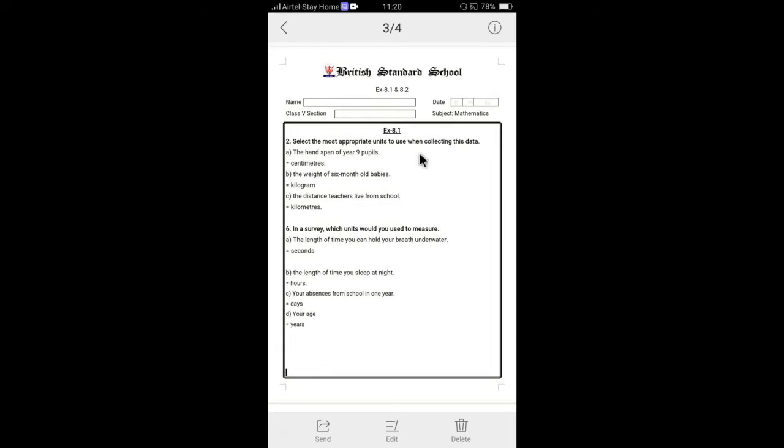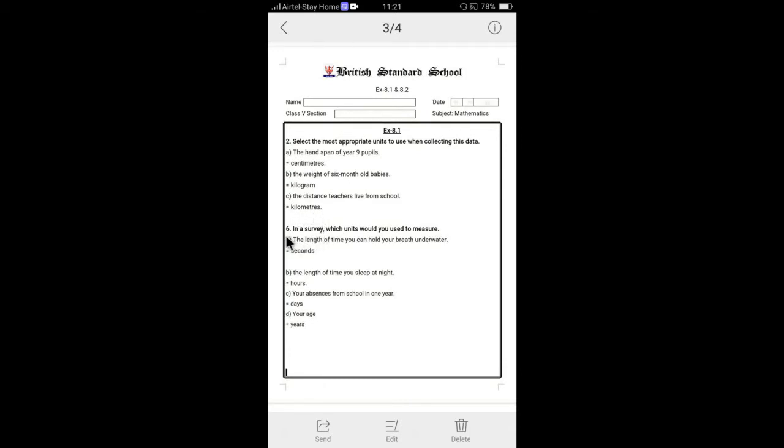So let's see the first one. They're telling the hand span of year 9 children, when you measure the hand, which is a proper unit? That's not quite big, not small, so we can use centimeter. The appropriate answer will be centimeter. B, the weight of 6-month-old babies. Obviously kilogram, or gram, so kilogram. The distance from the teacher's home to school. Distance, you're measuring between 2 places, so in that case you have to write kilometer.